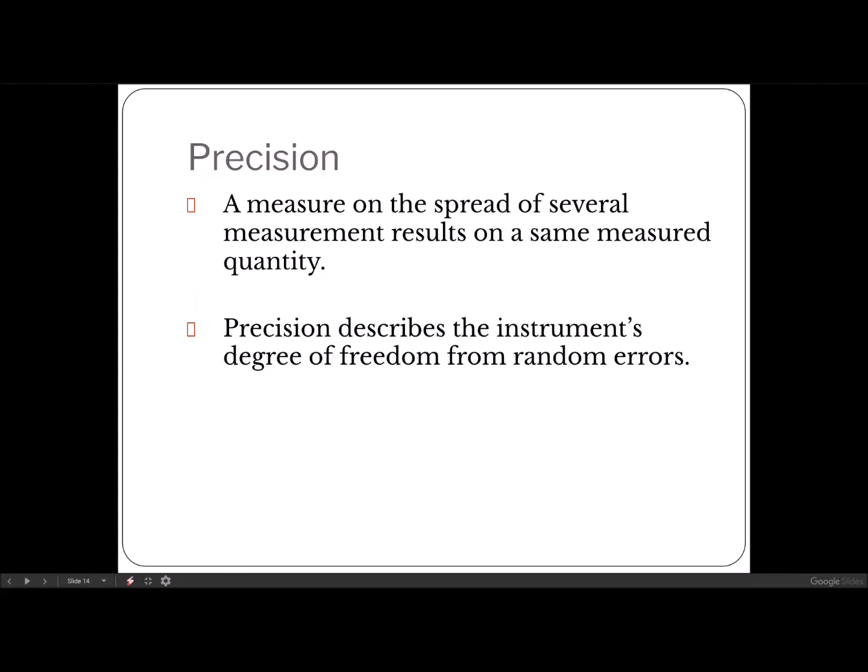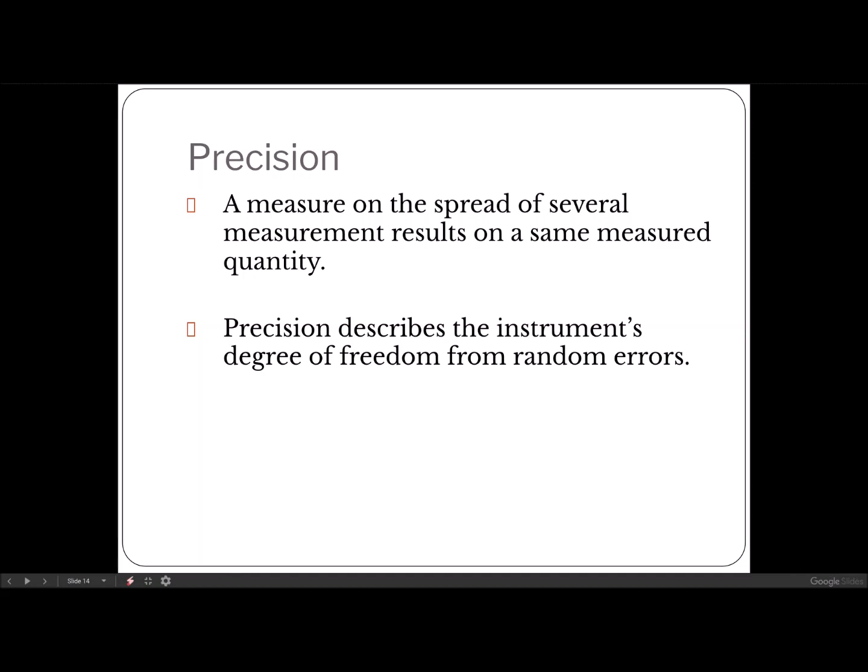Another static characteristic is precision. What is precision? Precision and accuracy, sometimes we mix them up, but precision measures something different. Precision measures the spreading of the measurement when we measure the same entity several times.